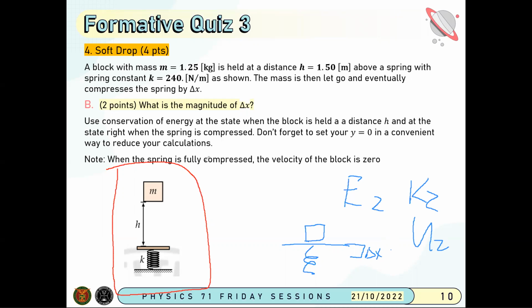Note, when the spring is fully compressed, the velocity of the block will be 0 in that moment. In the moment na yung spring mo fully compressed, yung velocity ng mass or block na to should be 0. Same siya ng nangyayari sa projectile, kapag yung mass mo nasa maximum height, velocity along y is 0. So ganun din dito. When the spring is fully compressed by the block, then the block's velocity is 0 at that instant or at that moment.